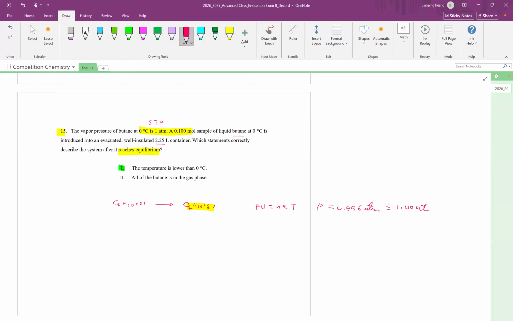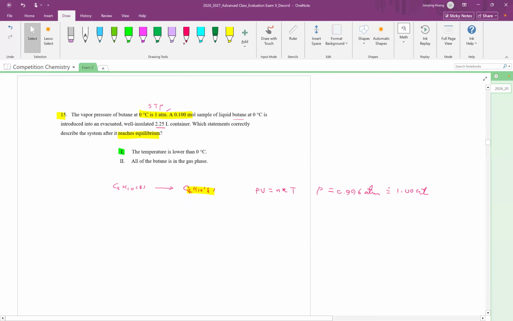So it tells us it's 0 degrees, and 0 degrees is 1 atm. Okay, 0 degrees, 1 atm. That's the first step. The second step is to consider the insulation. The container is where? I think some say here. See.